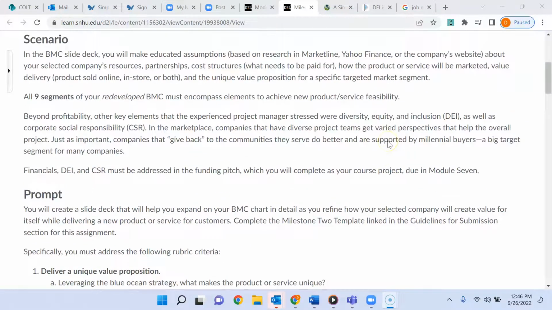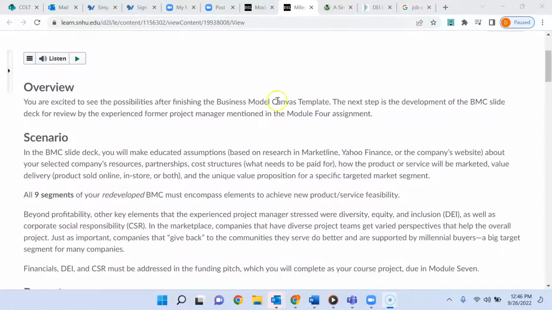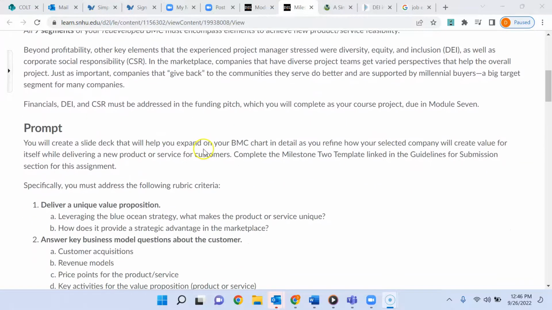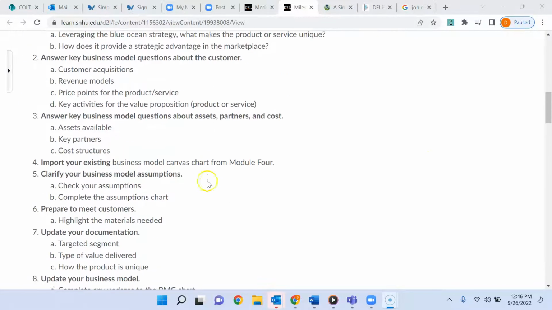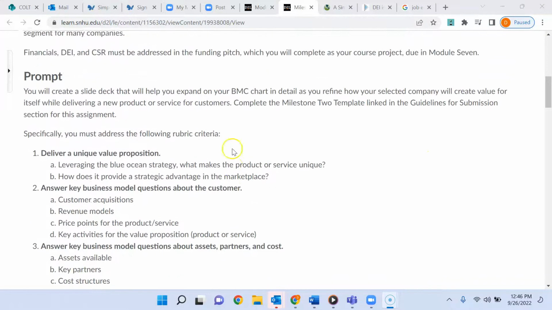Now, I believe this is a slide deck. Let me see here. Yeah, you're going to create a slide deck. So this is actually going to be a PowerPoint slide. So it is going to be a little bit different, but I want you to address each of these elements, okay? I want you to address each of these elements. So let's talk about them specifically.